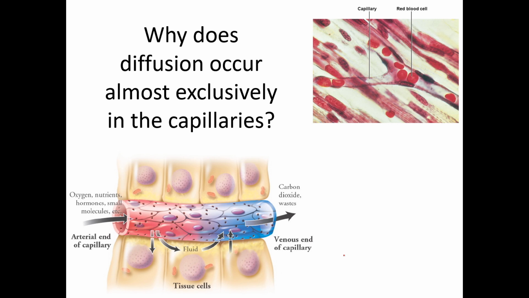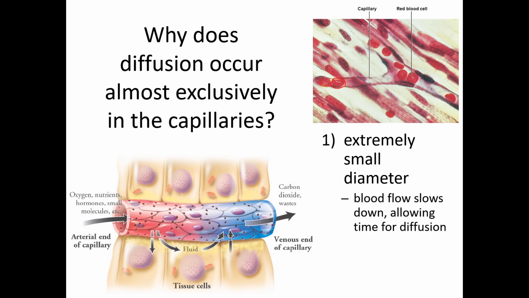So before we mentioned the capillaries are the almost exclusive site of diffusion. Why? What features do capillaries have that enable this to occur? Well, for one, they're extremely narrow. Like I said, in some cases, a single cell at a time can fit through there. Very, very narrow. That narrowness causes the blood flow to slow down. And by doing that, that allows enough time for diffusion to happen, because diffusion isn't instant. It takes some time.